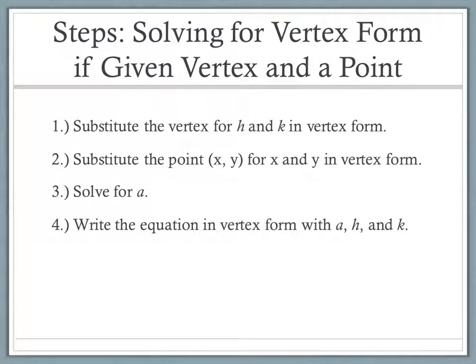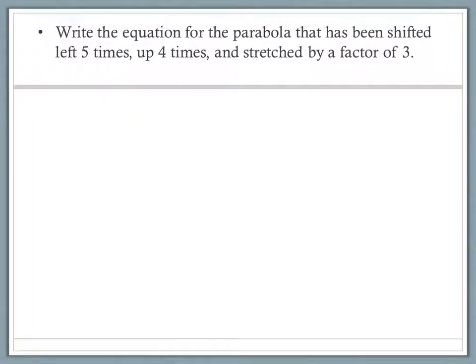Now, here are some steps if they give us the vertex, for how to write it or solve for vertex form. First, we substitute our vertex, our h and k. Then we plug in our x and y point. We find a, and then we use our a, h, and k to write our equation at the end. That will make more sense when we actually try it. But before we do that, let's take a look at a problem like this.